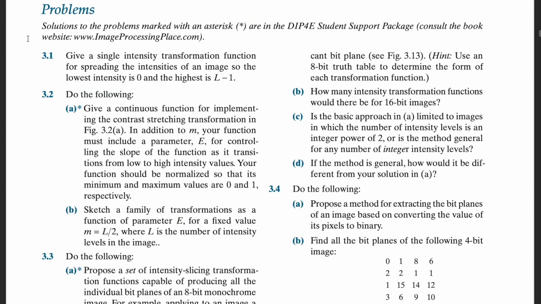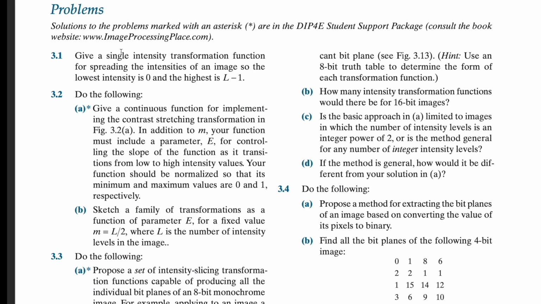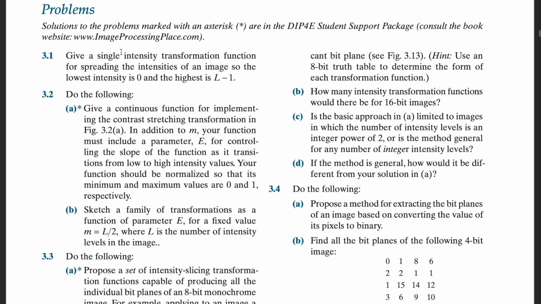So starting with the first question. Give a single intensity transformation function for spreading the intensities of an image, so the lowest intensity is 0 and the highest is L-1. First of all, let's make sure that we understand what's given in the question. We need to give an intensity transformation function, right? Yeah, a single intensity transformation function. Basically it is of the form S equals T of R.